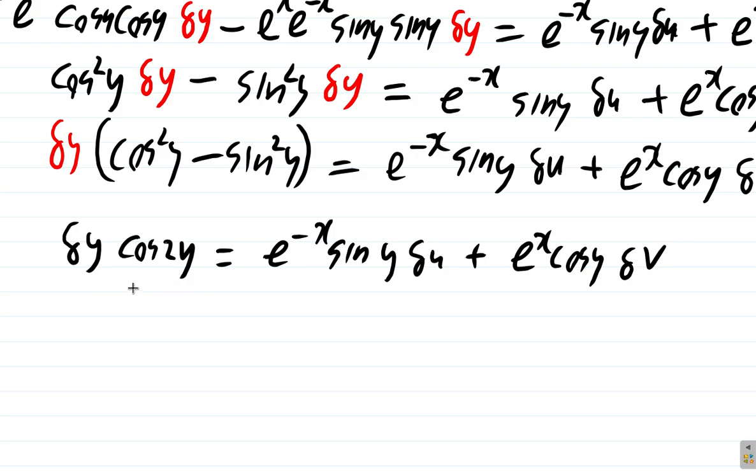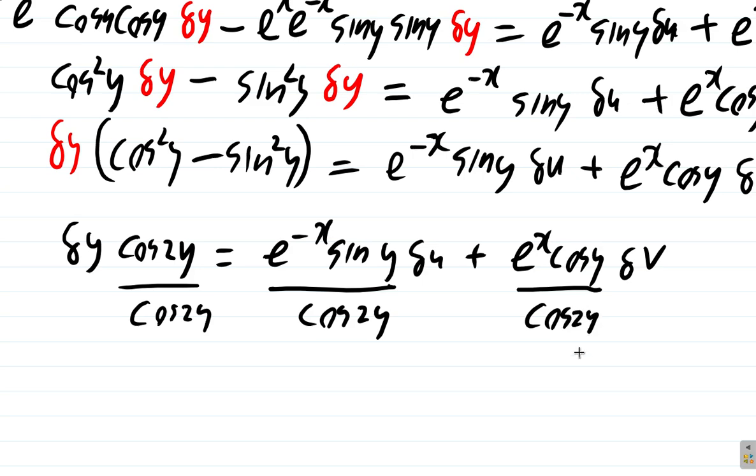We divide both sides by cos 2y. Cos 2y cancels cos 2y here. So what we have is that delta y is equal to e to the negative x sine y over cos 2y del u plus e to the x cos y over cos 2y del v. So that's what we have there. All right.